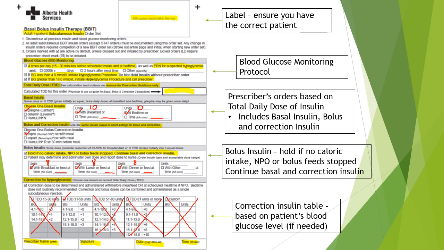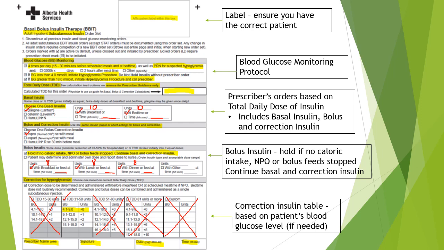When you're actually reading this, let's say it's breakfast time, and you're looking at whether or not you need to give correction insulin. Let's say you take the patient's blood glucose and it is 8.6. You're looking at the correction box and it falls between 4.1 and 9.0. So that 8.6 reading means that you're not giving any additional correction insulin. You'd just be giving the 8 units at breakfast.